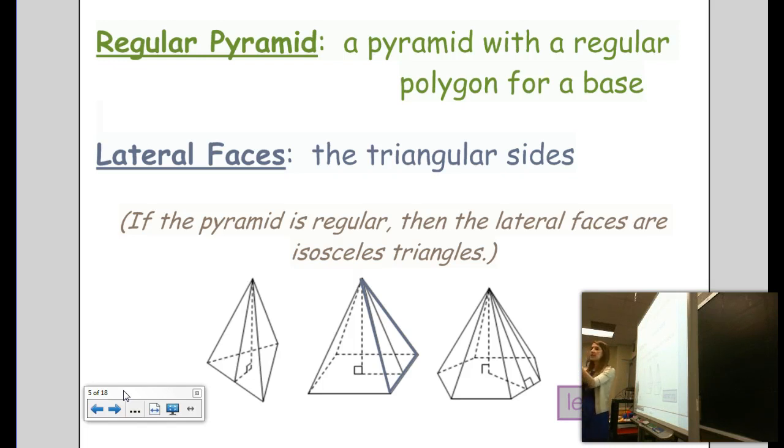Its lateral faces are triangles. What's the difference when you find the area of a rectangle versus the area of a triangle? What's the only difference? Half. Base times height, divide by 2. This is base times height. This is base times height divided by 2. So we're going to notice that in the formula. We're going to notice the difference in this and this is that this one's going to have a divide by 2. And this one's not going to have a divide by 2. We've already learned this one, the formulas for this one.